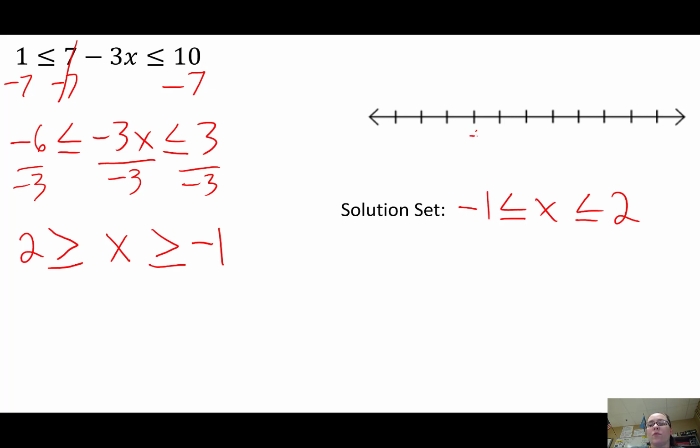So at -1, we have a closed circle shading to the right. And at 2, we have a closed circle shading to the left. And since it's an "and," both of these have to be true, so we're shading in between. All right, let's look at our next one.